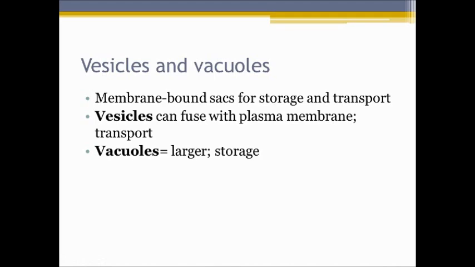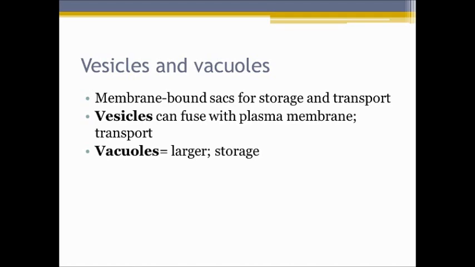Vesicles and vacuoles, very similar, but they have different functions. So they're both membrane-bound sacs for storage and transport. Vesicles are much, much smaller. They tend to fuse with the plasma membrane and transport materials to different organelles. They can transport materials to the plasma membrane to be excreted by the cell, or they can even bring in materials from the extracellular environment to an organelle for processing.